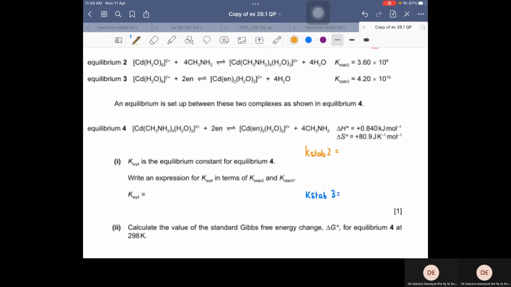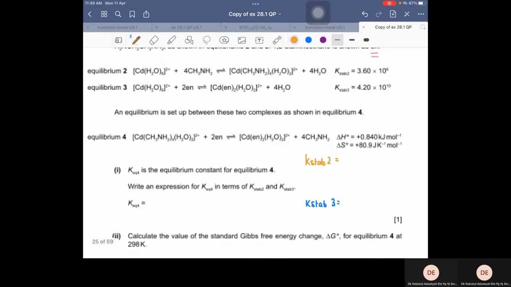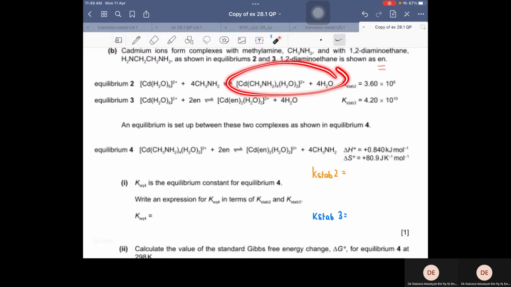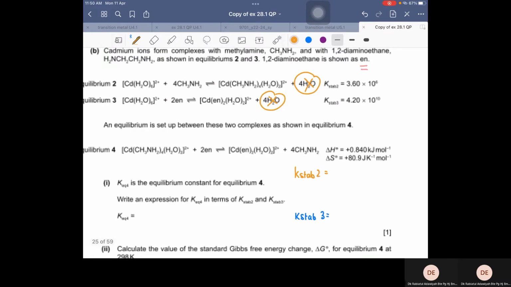So K step 2 is the equilibrium constant of equilibrium 2, where the concentration of products is raised to the power of their mole ratio over the concentration of the reactants raised to the power of their mole ratio. And that's the same for equilibrium 3 as well. However, there is something being excluded here. Does anyone remember? Yes, the water is being excluded, because in your notes, water is present in excess. There's water in the whole mixture, so you wouldn't be able to know how much water you have produced. So let's start with writing down the K step 2.